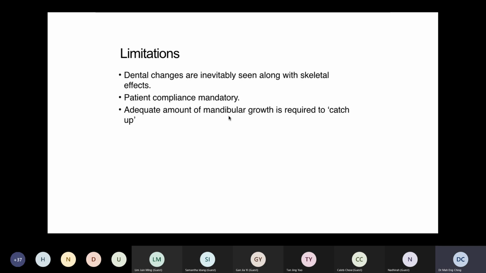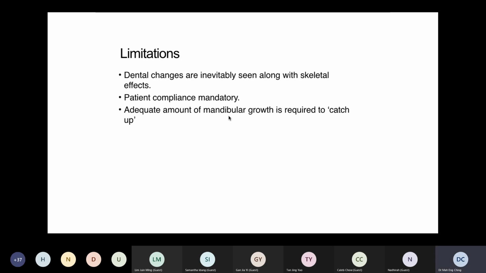So what are the limitations? Dental changes are inevitably seen along with the skeletal effect. Even though we're trying to move the maxilla back, because there's something attached to the teeth, you cannot avoid moving the teeth. But the teeth are linked to the maxilla, so hopefully when you move the teeth back, we will also generate force on the maxilla, which will restrain the maxillary growth, and if you're lucky, maybe you can move the maxilla back.